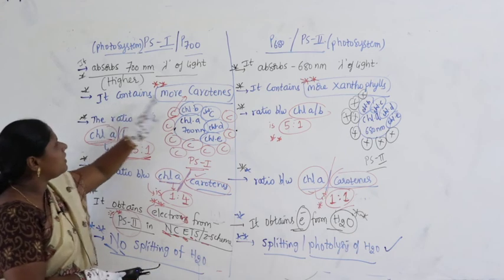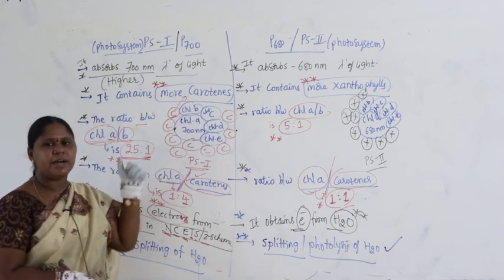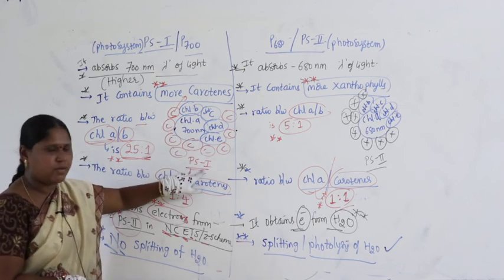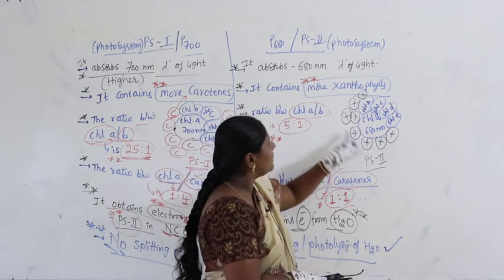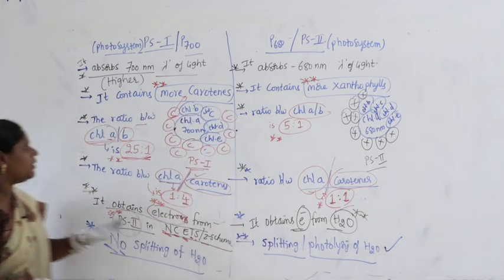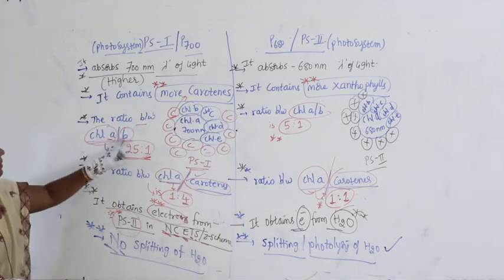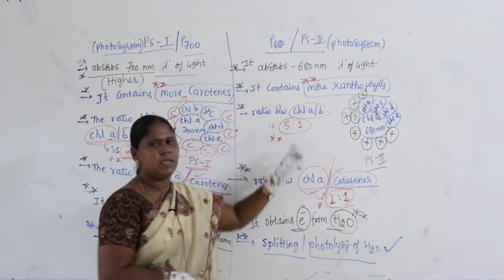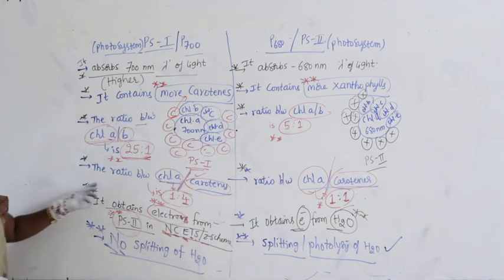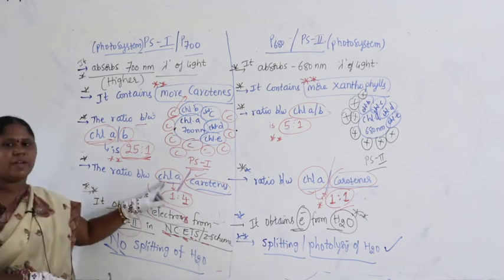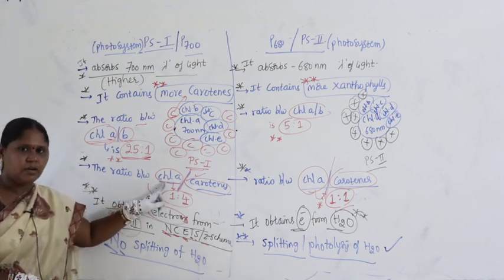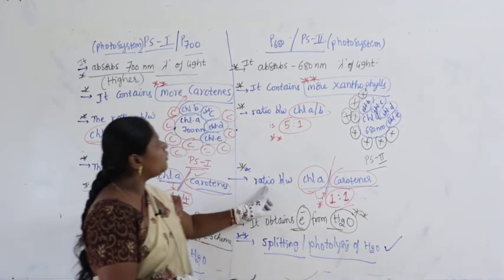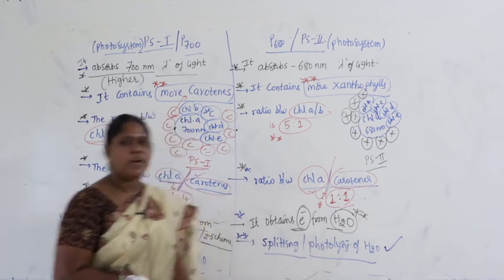Here it contains more carotenes. How do you identify PS1 and PS2? If more carotenes are there, take it as PS1. If more xanthophylls are there, that is PS2. If the question is the ratio between chlorophyll A and B, this is 25:1, and here the ratio is 5:1. Whenever the question is the ratio between chlorophyll A, the universal pigment, and carotenes, it is 1:4, and the same thing asked for PS2, the ratio is 1:1.